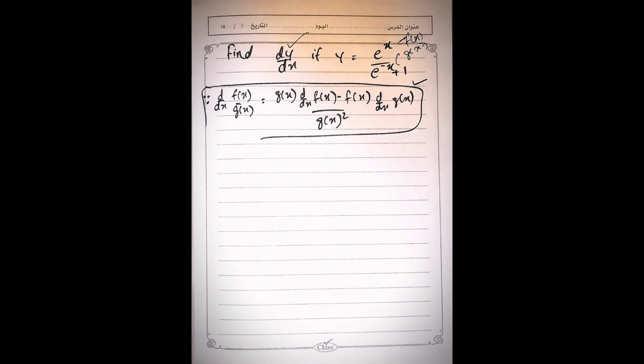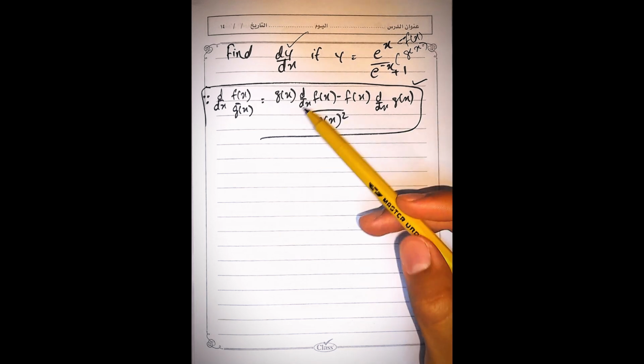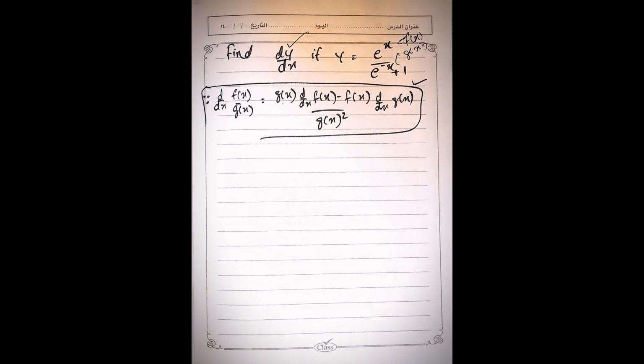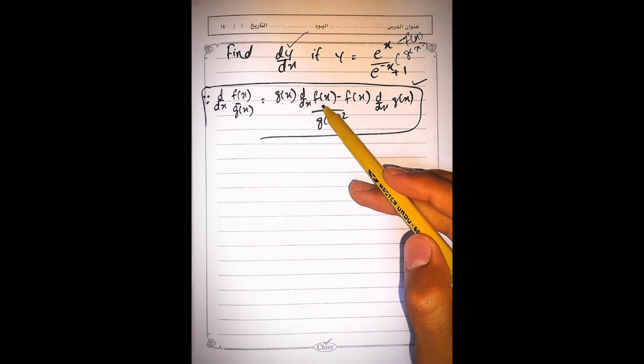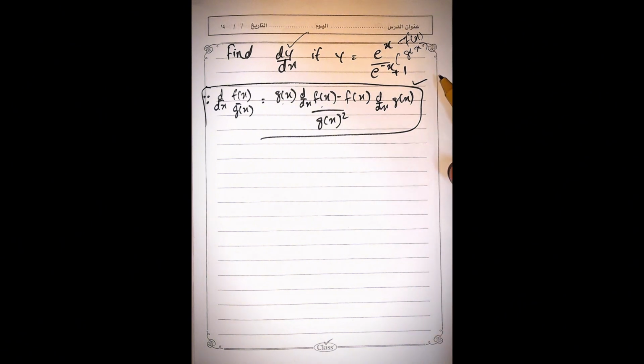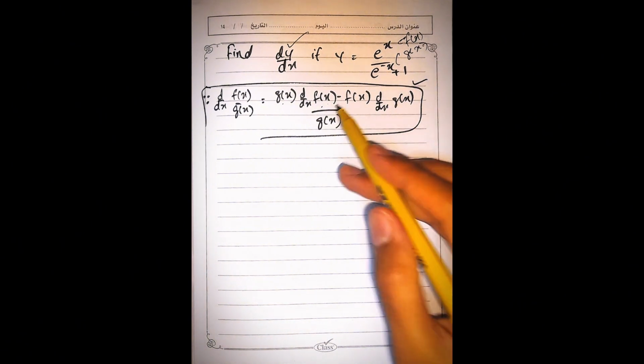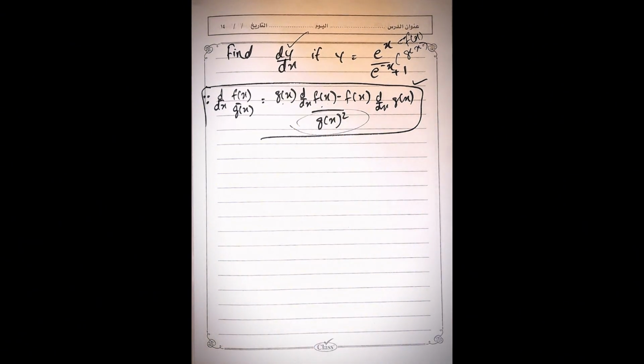So when we have such a thing, we have f(x) in the numerator and g(x) in the denominator, we can use the quotient rule, which says that first of all you have to write g(x) as it is, and then the derivative of the first function minus the first function as it is, derivative of the second function, divided by the square of the second function, and this thing has been explained previously in other videos. Okay, so now let's just simply apply this rule.